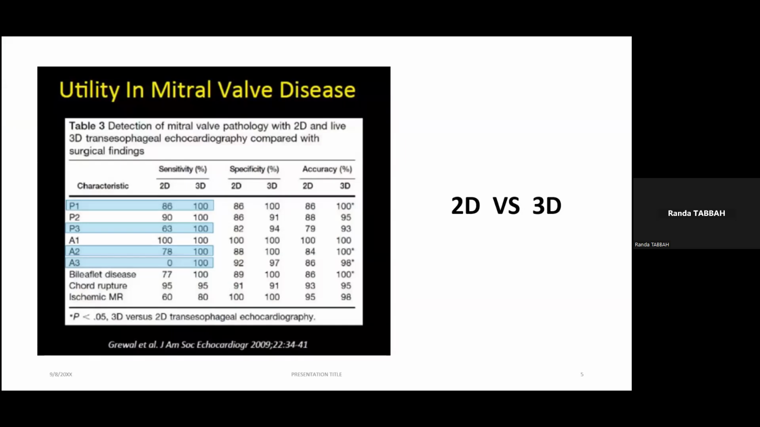So, for example, here, the utility of 3D echo in mitral valve disease. We can see the detection of mitral valve pathology with 2D and live 3D echo, and we have a comparison here. We see that with 3D transesophageal echo, we have a better sensitivity and a better evaluation of the morphology of the valve. And it is also more comparable with the surgical findings we can see afterwards.